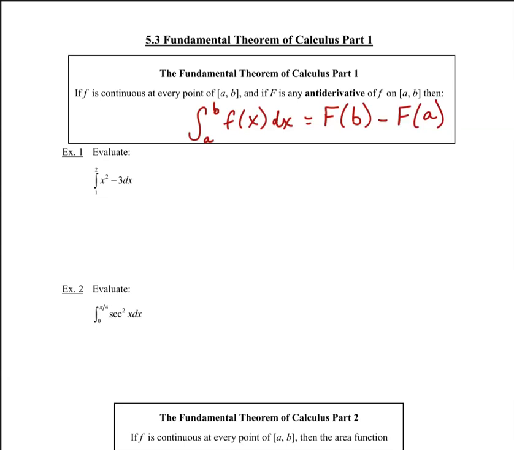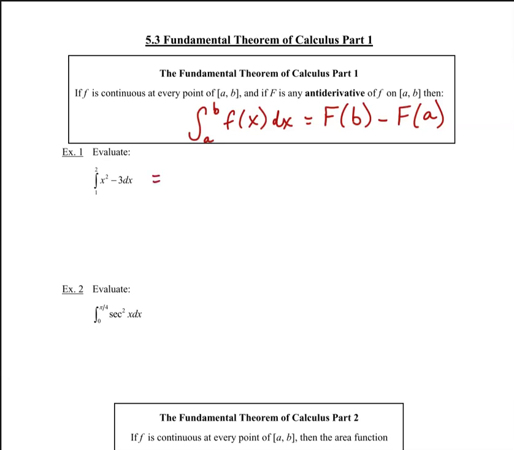So when we've been evaluating these definite integrals, we've been estimating using Riemann sums or using properties that they gave us and known information or geometry or something like that. Now we can actually calculate exact areas under an integral using the antiderivative rules we learned back in 4.9. So let's do a couple of examples. Number one, evaluate the integral of the function x squared minus 3 from 1 to 2.